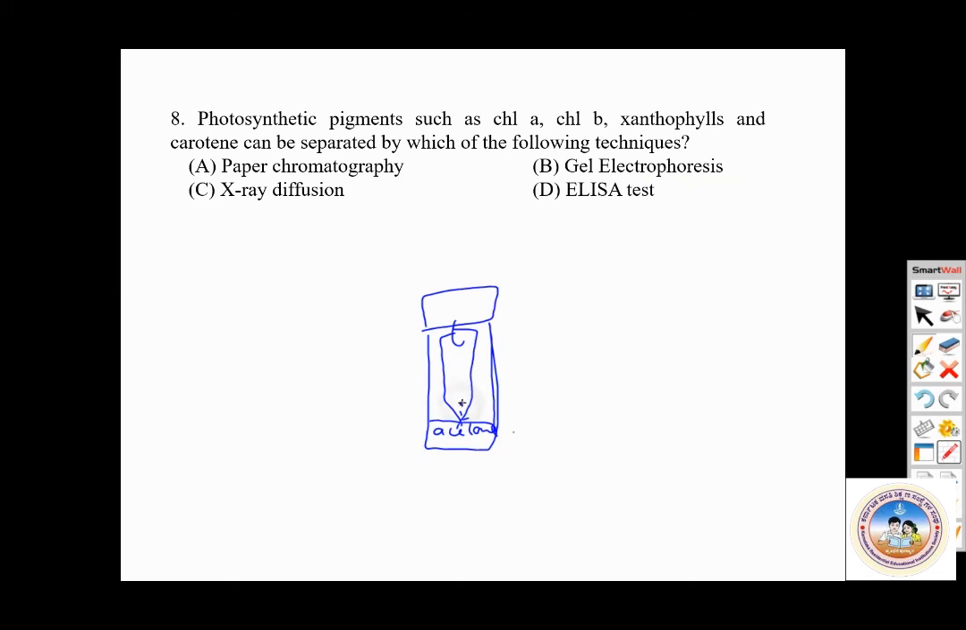At this point you will put one little drop of leaf pigment. Then what happens? It will start segregating like this. I am sure you would have seen this in your experiments. Yes or no? You would have done the practical experiment. So this is an experiment for what, children? Paper chromatography.